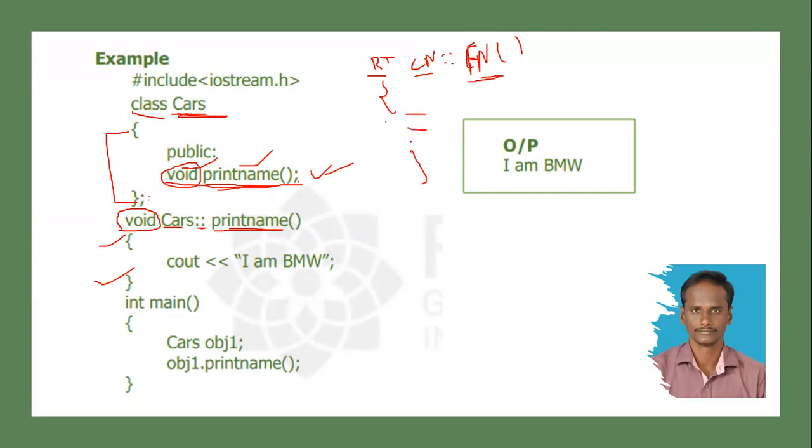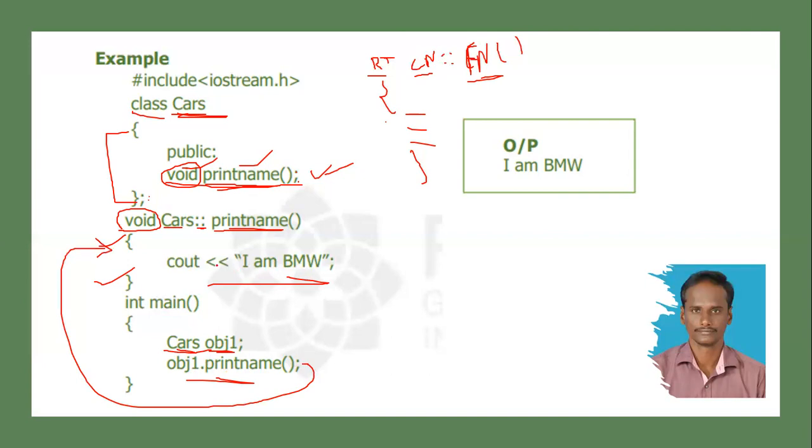Inside we should define our statements. What statement have we given here? See out, I am BMW. You just see here, cars is the object. Sorry, cars is a class. We have created an object called object one. So object one dot print name. Automatically, what happened? It goes to print name.